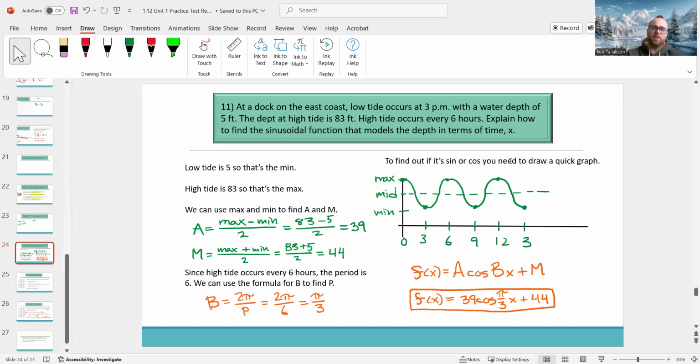Now to find out if it's sine or cosine, I really think you should draw a quick graph. It doesn't need to be as nice and neat as this, but you do want to kind of visualize what's happening. They're saying at 3 p.m. the water depth is 5 feet. And then, or yeah, right here. And then every 6 hours, so 6 hours later, we're going min to min. Okay. So when I'm writing out these times, I'm basically starting at noon.